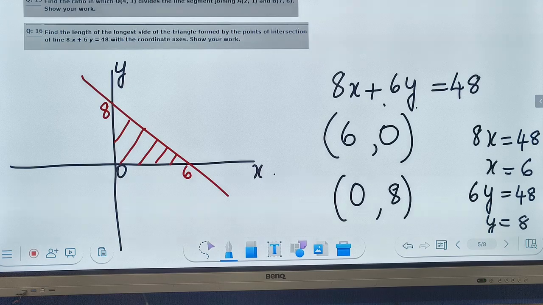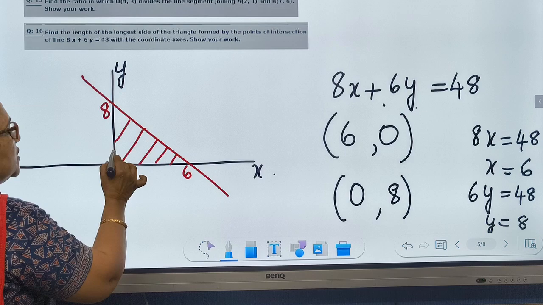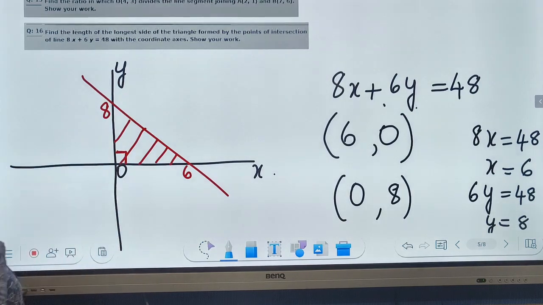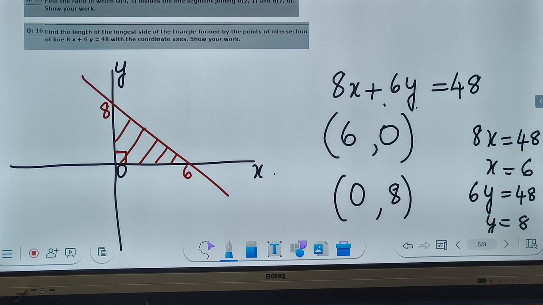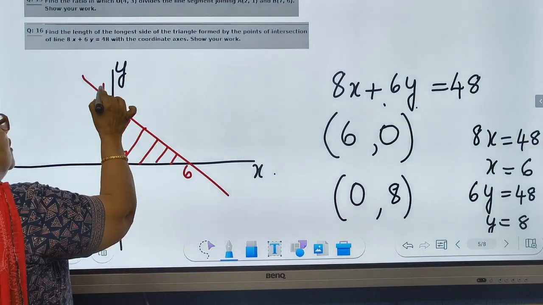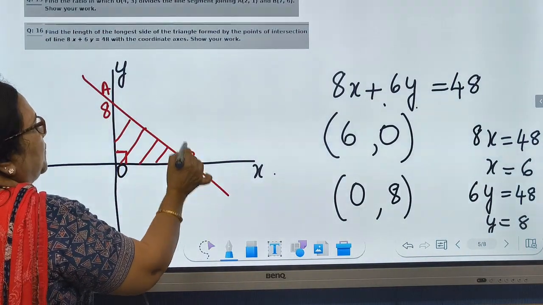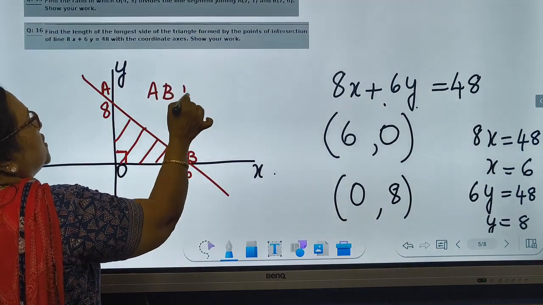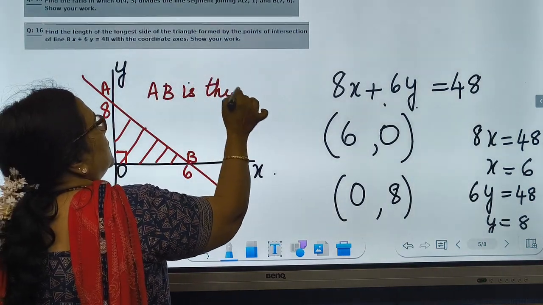Now what is the question? Find the length of the longest side of the triangle. What sort of triangle is this? This is a right angle triangle. In a right angle triangle, the longest side is the hypotenuse. So AB is the hypotenuse, the longest side.